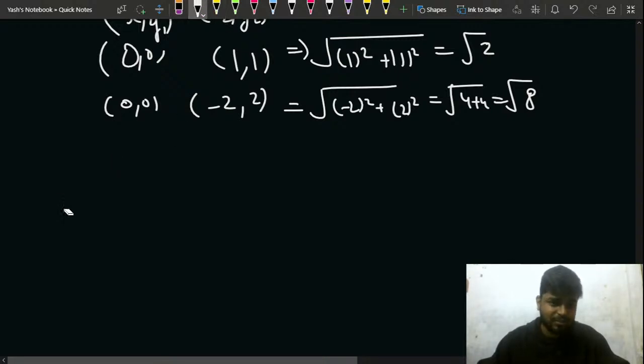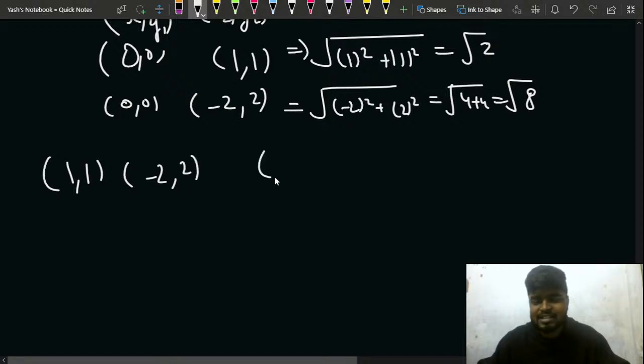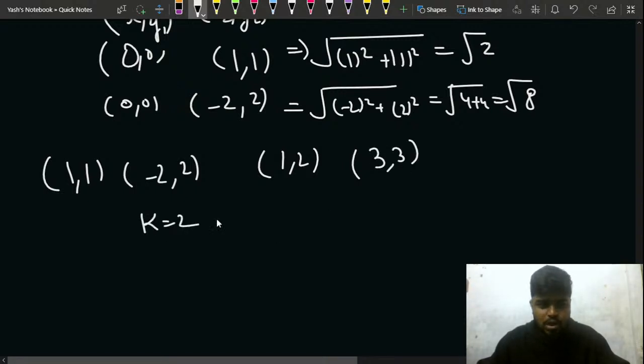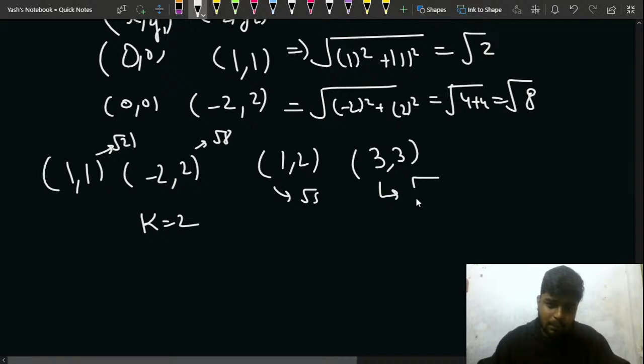Let's say I have this point 1 1. I was having this earlier as well. If I have 2 2, and let's say I am having a point 1 comma 2, and I am also having a point, let us say 3 comma 3, right? And if I say k is equal to 2, the distance for this point from origin is root 2, the distance for this point is root 8, the distance for this point will be under root 5, and the distance for this point will be 3 square plus 3 square, that is 9 plus 9, that is 18.